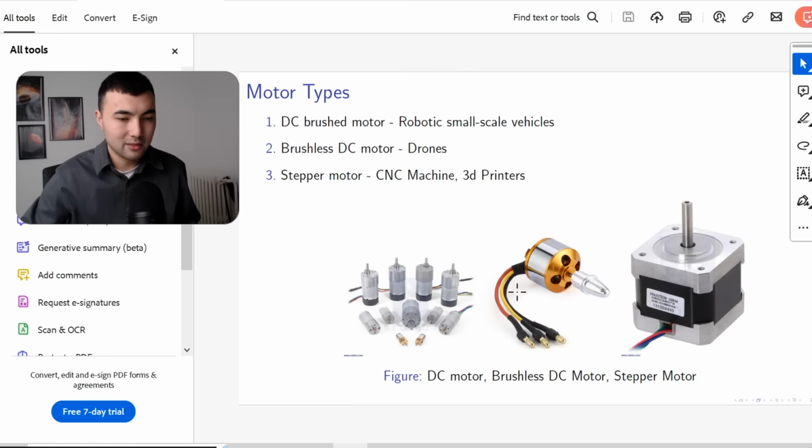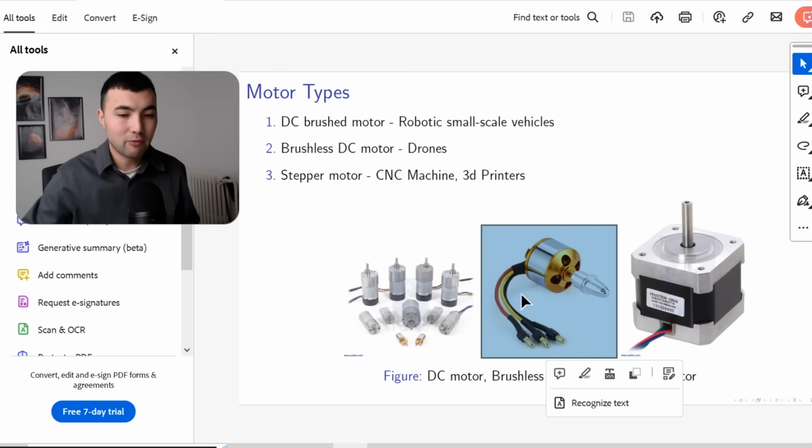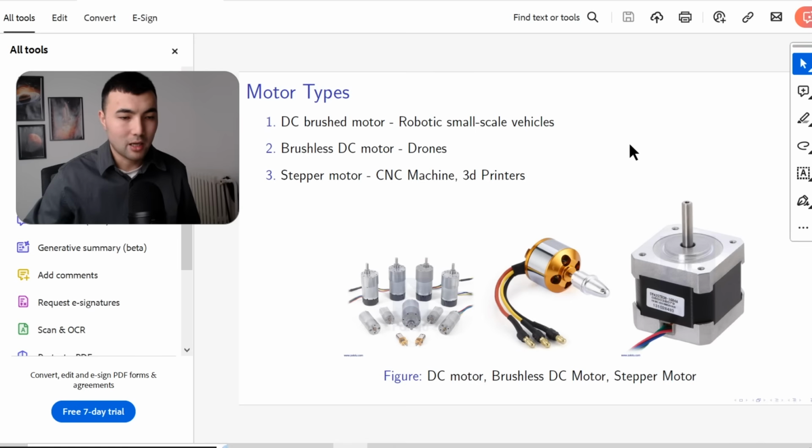Then we have the second type of motor, which we call brushless DC motor. Usually you find these motors in drones, in quadcopters. They're pretty good at generating high torque at a high velocity. And finally we have stepper motors. They are really good at providing precise position. That's why we usually find stepper motors in CNC machines, in 3D printers.